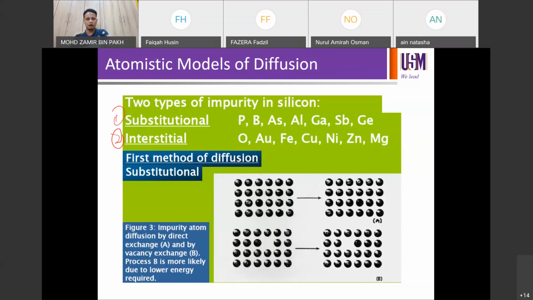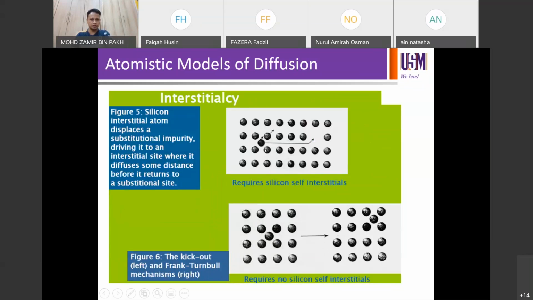Interstitial, on the other hand: oxygen, gold, iron, copper, nickel, zinc, magnesium, where they form an interstitial site beside the atom. Dia duduk kat tepi, dia tak replace tapi dia duduk kat tepi. So that is interstitial. So this is how it looks like. You can see that it sits beside the host silicon atom. So silicon is the interstitial atom, displaces a substitutional impurity, driving the impurity to an interstitial site, duduk kat tepi, where it diffuses some distance before it turns to the side. Okay, so that's how it's incorporated into the lattice.